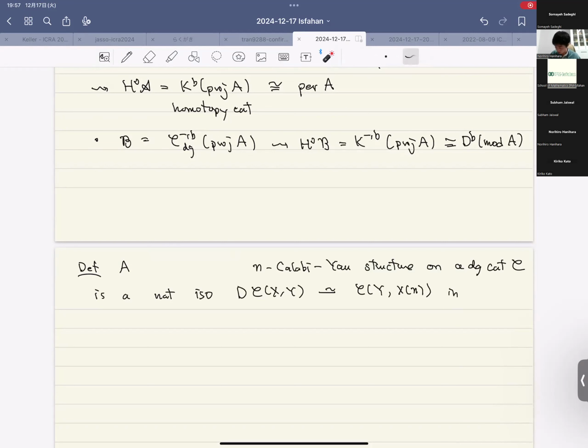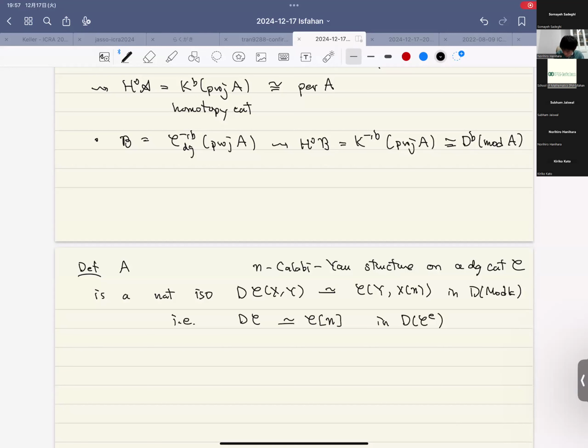So this is a naive definition, but we shouldn't require this to be a strict isomorphism on complexes, but just an isomorphism in the derived category. In other words, we should just require it to be a quasi-isomorphism. And if we drop the objects, it can be written as the dual of C being isomorphic to C shifted by n in the derived category of bimodules over C.